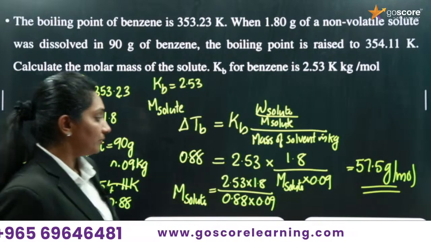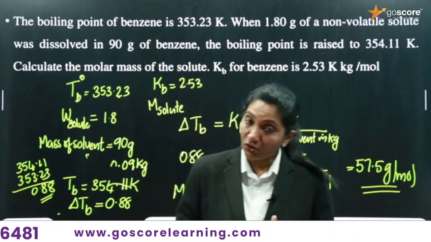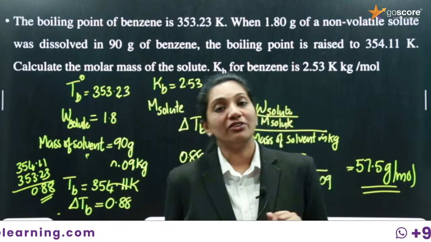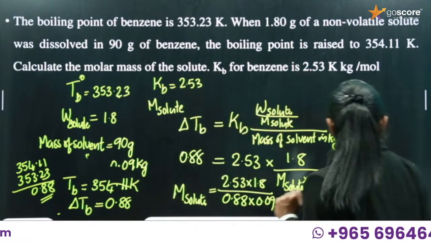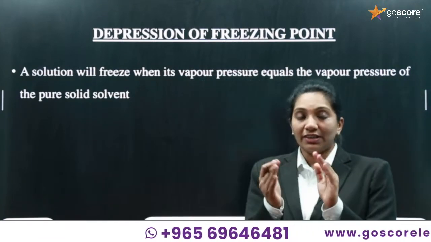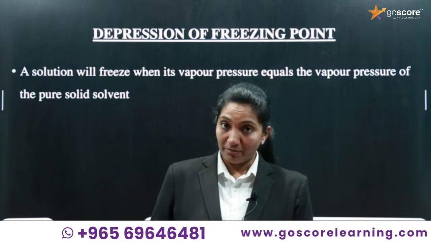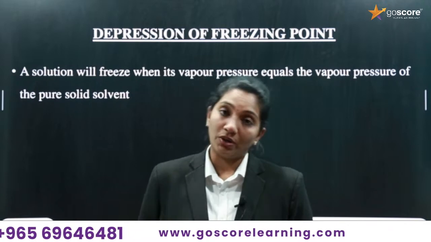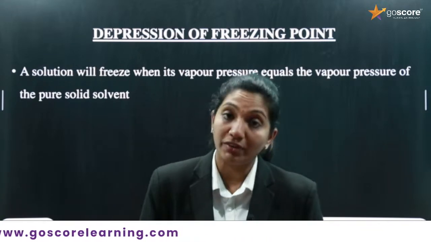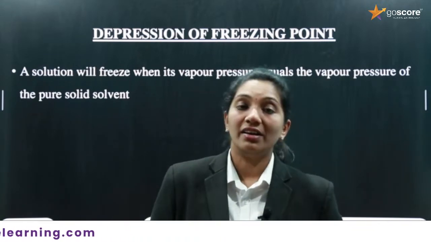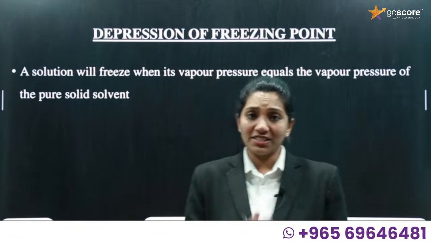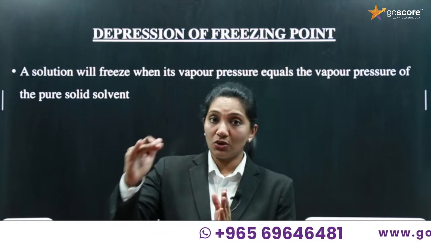Okay, so that's clear for you, right? I have discussed the relative lowering of vapor pressure as well as the elevation of boiling point. Now the third colligative property is the depression of freezing point. In the relative lowering of vapor pressure, we mentioned that when you add a non-volatile solute, the vapor pressure of the solution decreases. So the lowering of the vapor pressure of the solution causes the lowering of the freezing point.